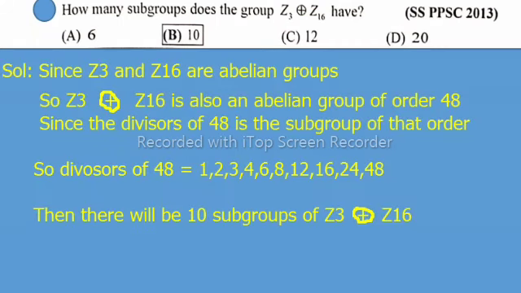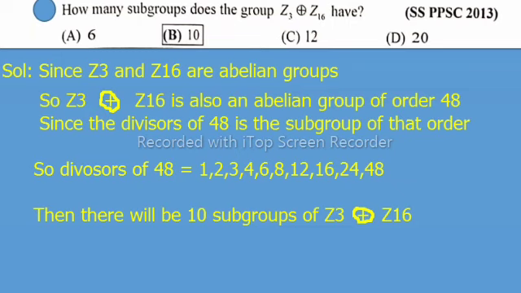Solution: since Z3 and Z16 are abelian groups, Z3 direct sum Z16 is also an abelian group of order 48. Since the subgroups of an abelian group exist for each divisor of the order, the divisors of 48 are 1, 2, 3, 4, 6, 8, 12, 16, 24, 48.